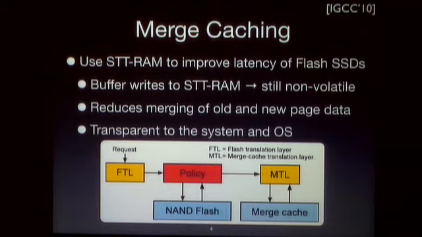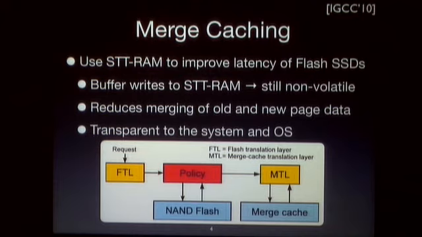We have this flash translation layer that other people have talked about, and this masks the physical block mapping. So we actually have the choice now, by adding a new table, the MTL, the merge cache translation layer, to allocate blocks in the STT-RAM rather than in the flash. The policy is going to decide, when you get a request to write some data, whether it goes to the flash blocks or to the STT-RAM. We tried a few different policies, and the IGCC paper goes over that.